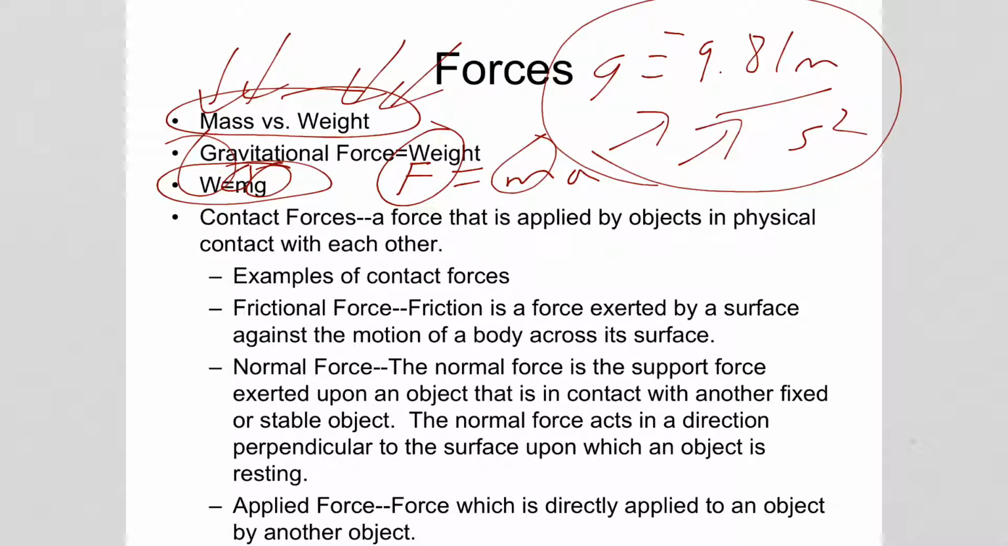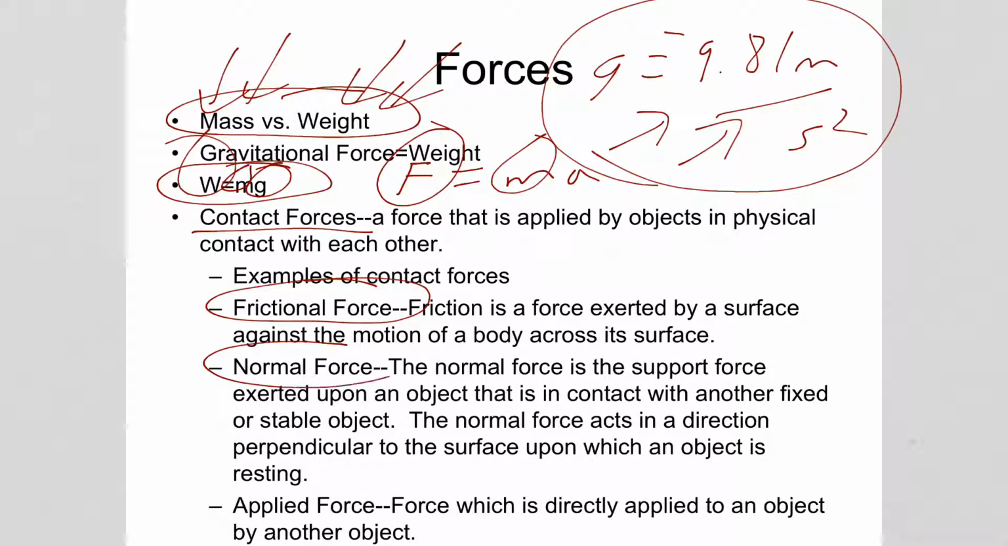We're also going to talk about what are called contact and non-contact forces. A contact force, as its name implies, is a force that's applied by objects that are actually touching each other. They're in physical contact. In this class, we'll deal with several kinds of contact forces. One of them is the frictional force. We know friction is a force exerted by a surface, and it acts in the opposite direction of the motion of the body across that surface.